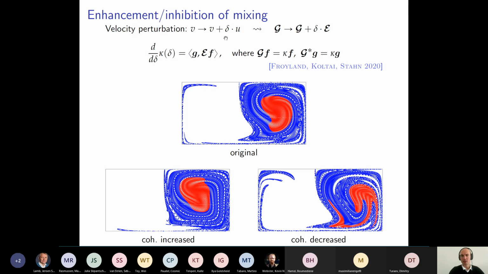I should mention that we are not restricted to one-dimensional parameter variations. We can actually do the theory for infinite dimensional variations, perturbations as well. So we can choose our perturbing function from, if we want, an infinite dimensional subspace of the space of velocity fields.